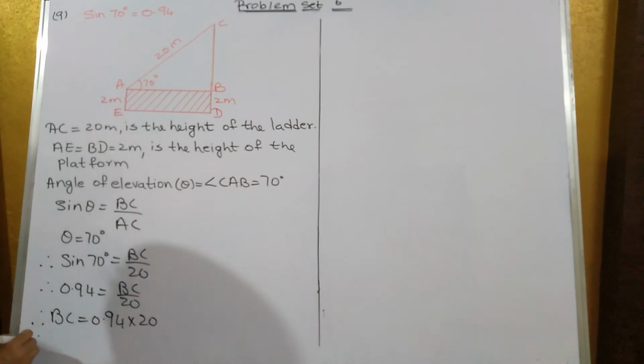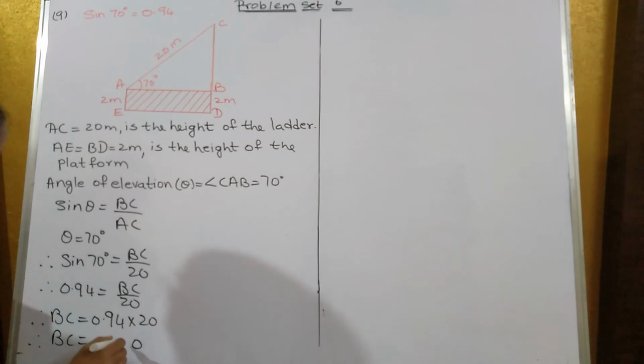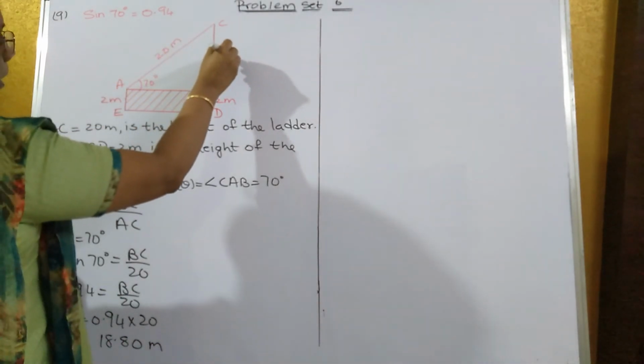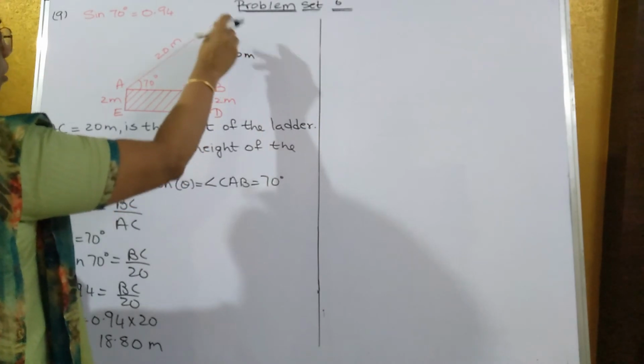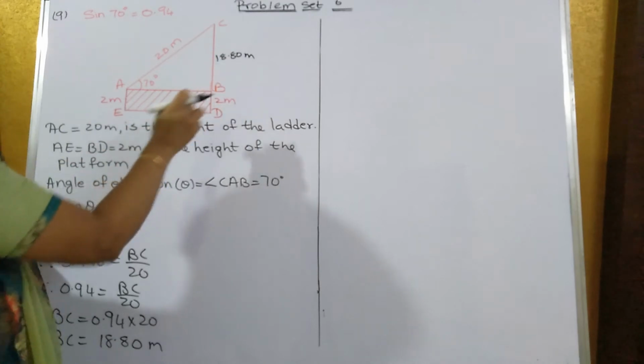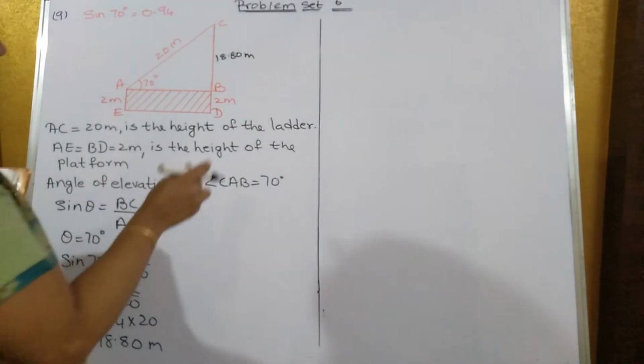Therefore BC is equal to, when you multiply, 18.80 meter. So BC we have got is 18.80 meter. Now we have to find out how far the ladder is from the ground. So we have to find out the full length CD. So CD is equal to how much?